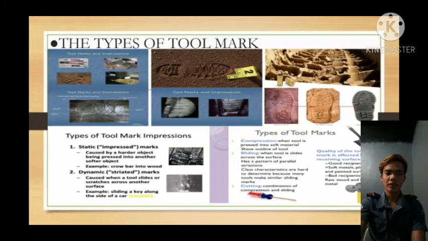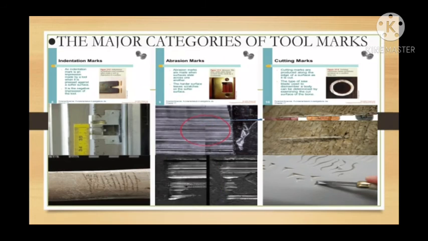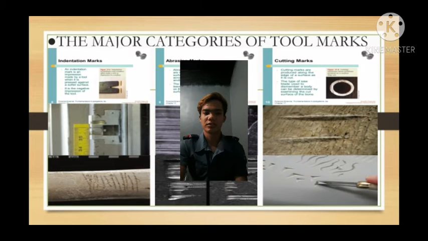The two main types of tool marks are impressed marks, such as a hammer strike, and striated marks, such as those made as a screwdriver slides across a softer surface. These two types of marks can be found together at times. Major categories of tool marks.